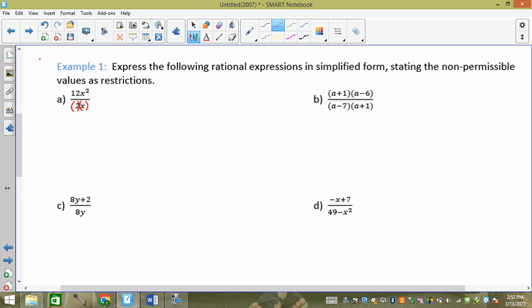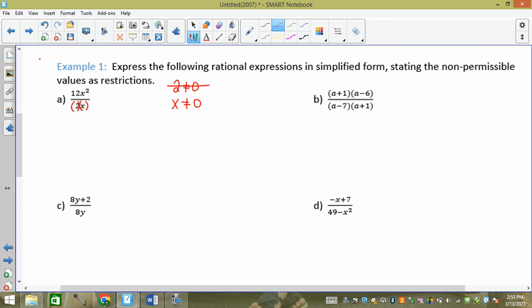Yes. Can the 2 cause me any problems? The number 2. Can it ever be 0? No, it's the number 2. If you want to, you can show it over here. You can say 2 can't equal 0, which is just a true statement. But remember, I told you it's not actually an NPV. Our other one is x. When it's just by itself, we say x can't equal 0.